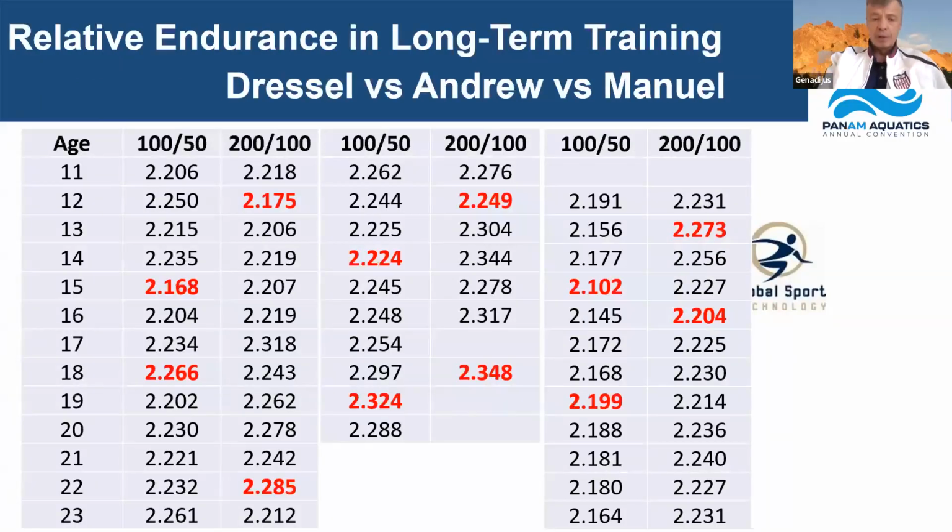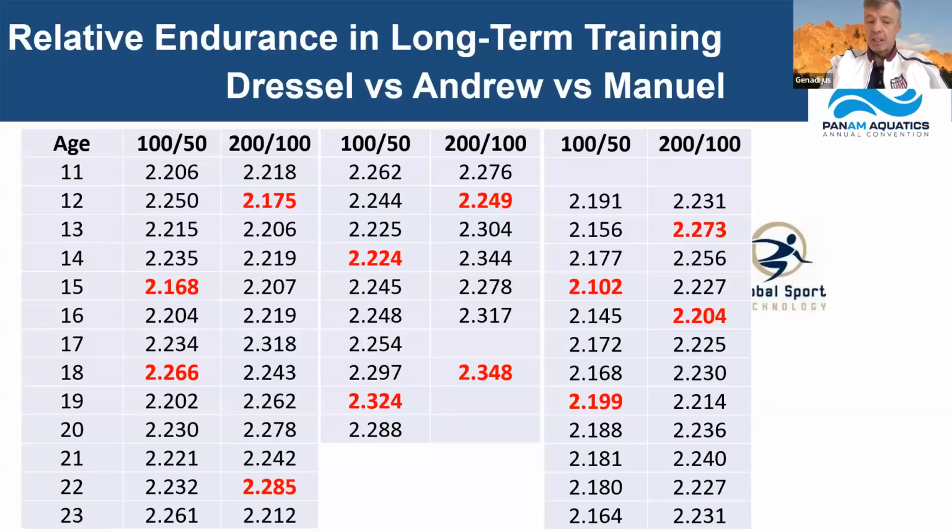So this is an example for Caleb Dressel, Michael Andrew, and Simon Manuel. Caleb Dressel, as you know, and Manuel are Olympic champions over 50 and 100 meters. Michael Andrew was the best at a young age. Once he is an adult, he is not the best in the world anymore. And as I told, that's for sure because his training was not as aerobically based as Caleb Dressel or Simon Manuel.